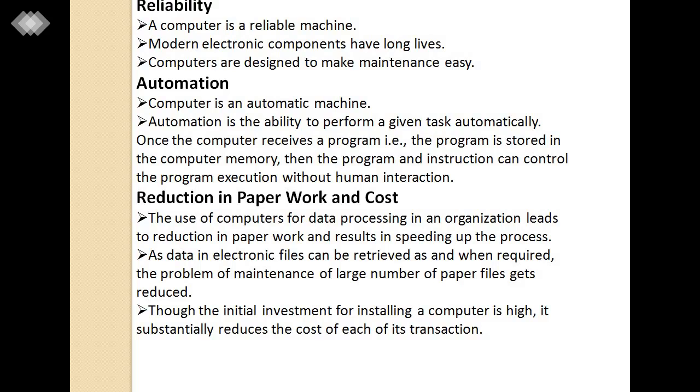Next is the reduction in paperwork and cost. The use of computer for data processing in an organization leads to reduction in paperwork and results in speeding up the processes. As data in electronic files can be retrieved as and when required, the problem of maintenance of a large number of paper files gets reduced. Though the initial investment for installing a computer is high, its sustainability reduces the cost of each of its transactions.